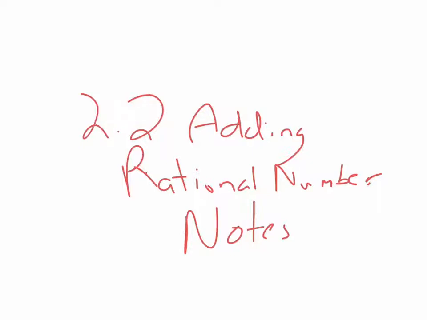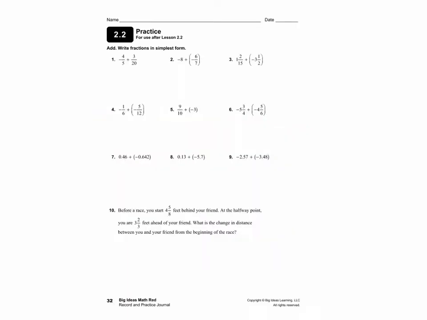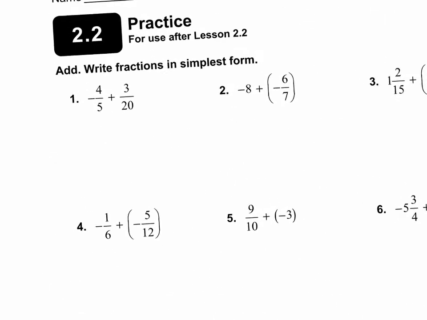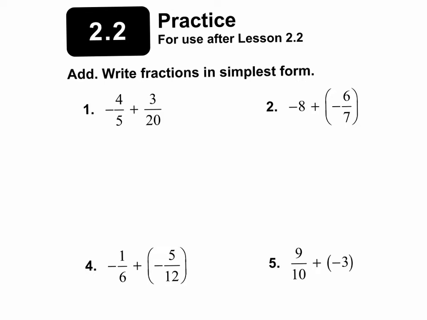Alright, today we're going to talk about 2.2, adding rational numbers. So we're going to focus on adding fractions and then adding decimals and adding stuff like that, okay? So if we are adding fractions, add fractions in simplest form.